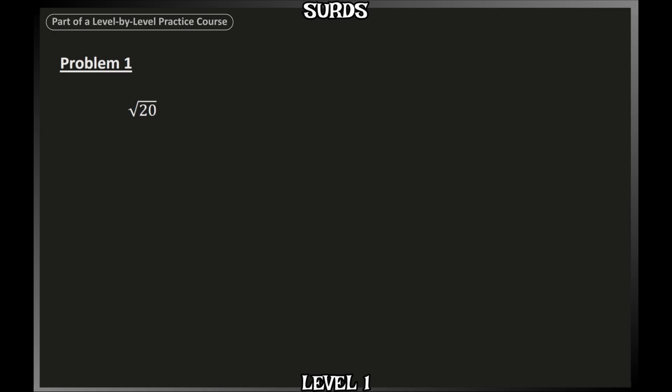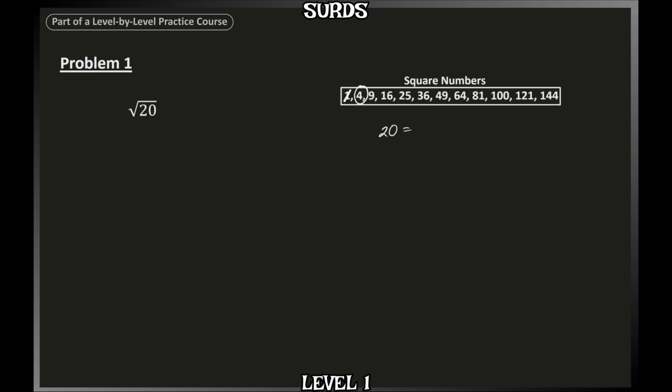In problem 1, we're simplifying the square root of 20. Now to simplify this, we need to find two numbers that multiply to make 20, where one of them is a square number. So if we look at our list of square numbers greater than 1, we can see that 4 can divide exactly into 20, so it's a factor of 20. And this is the largest number on that list that will do that. So we can rewrite 20 as 4 multiplied by 5.